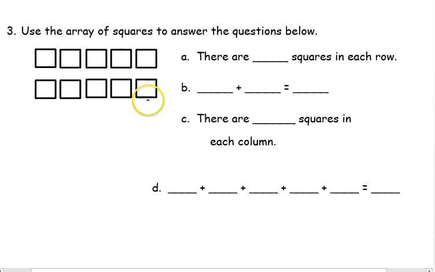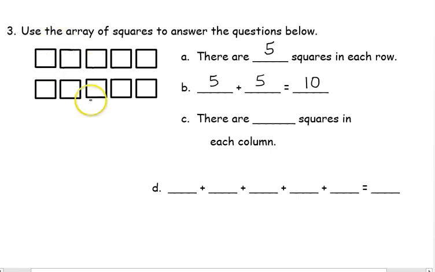The first question says there are blank squares in each row. So we have 2 rows and there are 5 squares in each row. The repeated addition problem to match that would be 5 plus 5, showing the 5 squares in each row, for a total of 10. Now the next question asks how many squares are in each column.